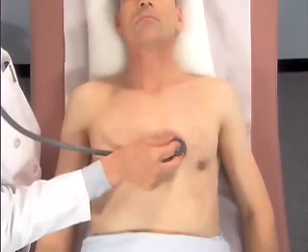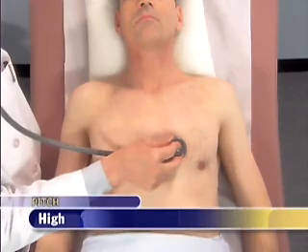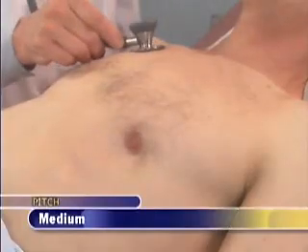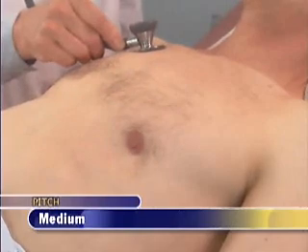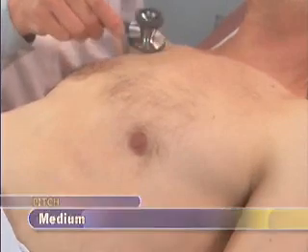The pitch of murmurs is categorized as high, medium, or low.